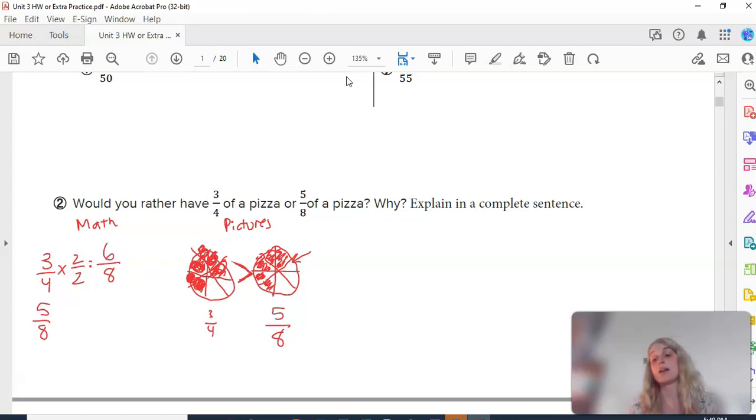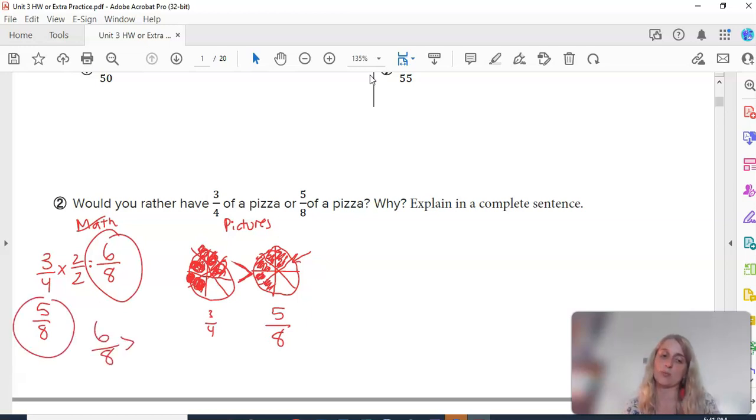So you could compare in numbers and not draw the pictures, if you're like, Miss Douglas, your drawing is kind of bad, and I don't want to draw that. Then you can say, hey, 3/4 is actually more pizza when I cut it all into eighths than 5/8, because 6/8 is more pizza than 5/8. Every pizza has 8 slices. I'd rather have 6 slices versus 5.